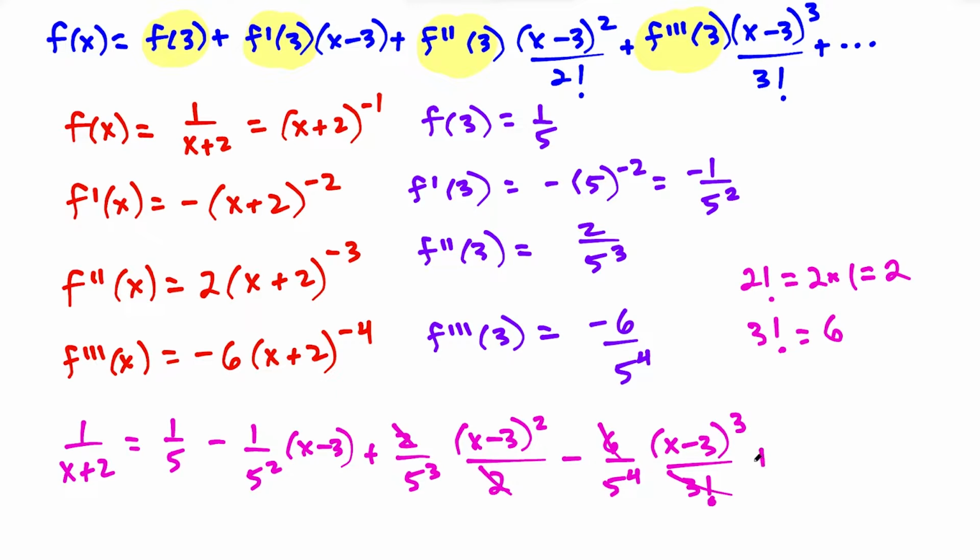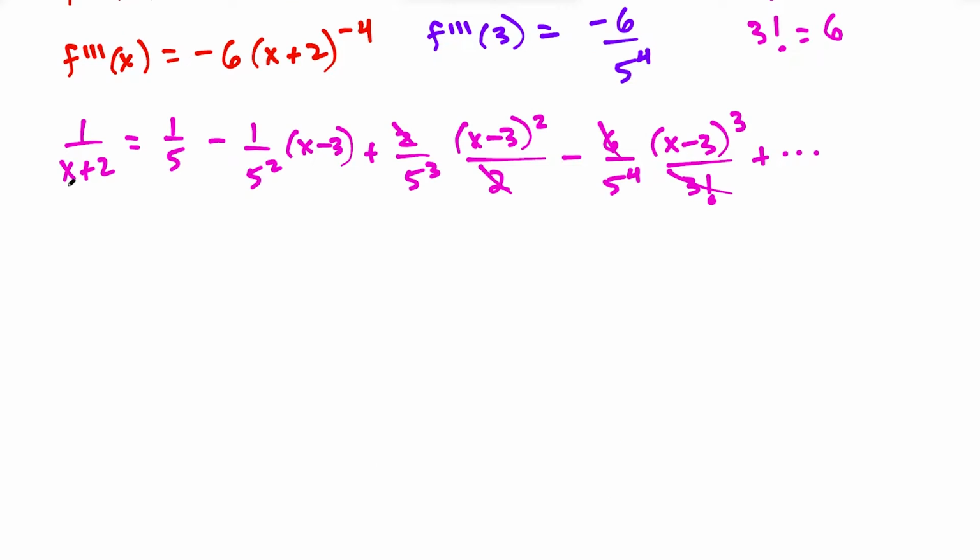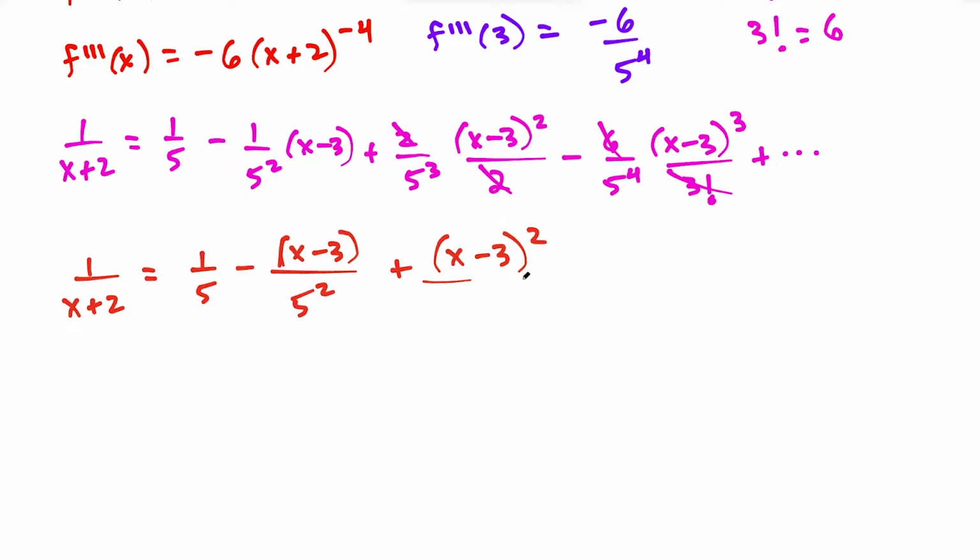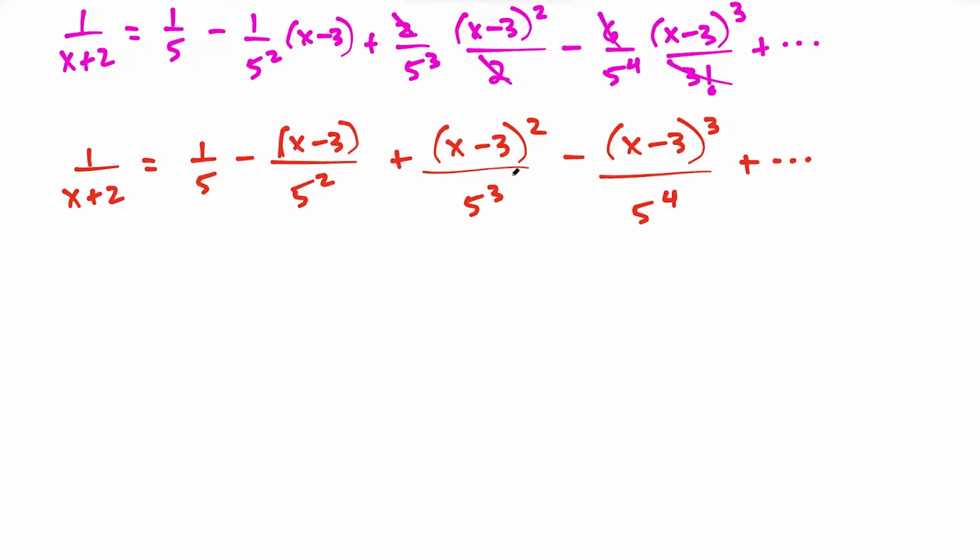And remember, we could just keep plugging in terms here, but we'll just write plus dot dot dot to imply that this will go on forever. So now let's clean this up a bit. We're going to have 1 over x plus 2 is equal to 1/5 minus, and now I'm going to write this as a single fraction. We'll have x minus 3 over 5 squared. So this is over 5 squared. And then next we'll have plus x minus 3 to the second, and now we're dividing by 5 to the third power. And then for the next term, we have minus x minus 3 to the third power, and now we're dividing by 5 to the fourth, and then we just write our plus dot dot dot. So we just completed the first part of the question, but now we could write this in sigma notation.